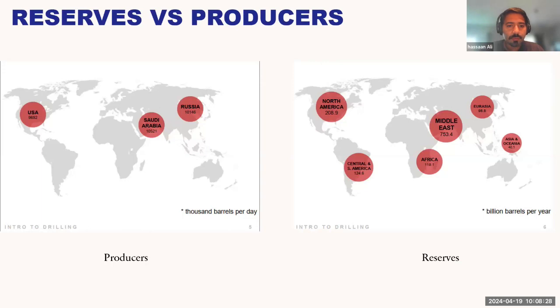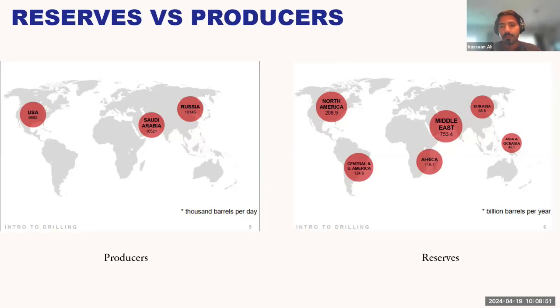So reserves versus producers, there are two different concepts. One is proven reserves, and one of them are the producers. Reserves means that they have drilled appraisal wells and they know what is the quantity of hydrocarbons in those areas. Those are proven reserves. That means certain areas in the world have more proven reserves than the other areas of the world.